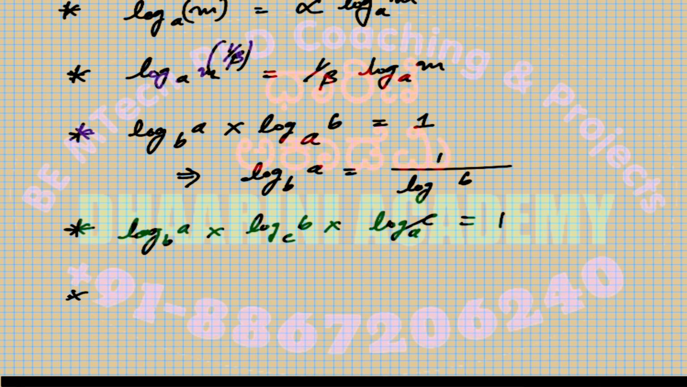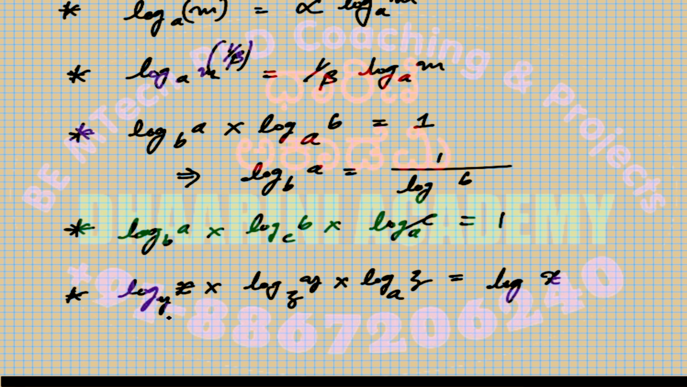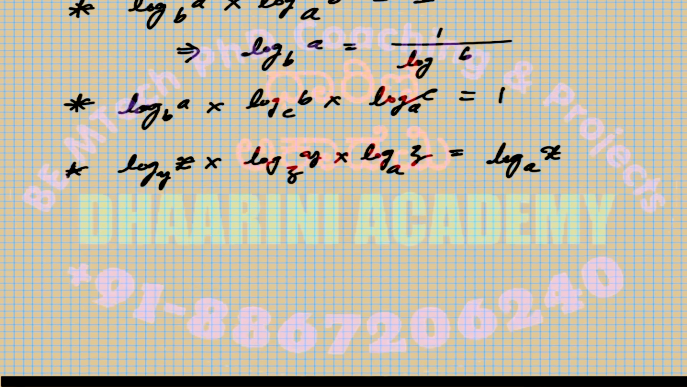Okay, then another property. If I try to write log of x to the base y into, okay, I will change x now because x and the multiply sign look very similar. So let's write it in this way. If I try to write log x to the base y into log y to the base z into log of z to the base a, this is nothing but equal to whichever is unmatched. Unmatched is x to the base y, y has been cancelled, z also has been cancelled, but a is not cancelled. So log of x to the base a.